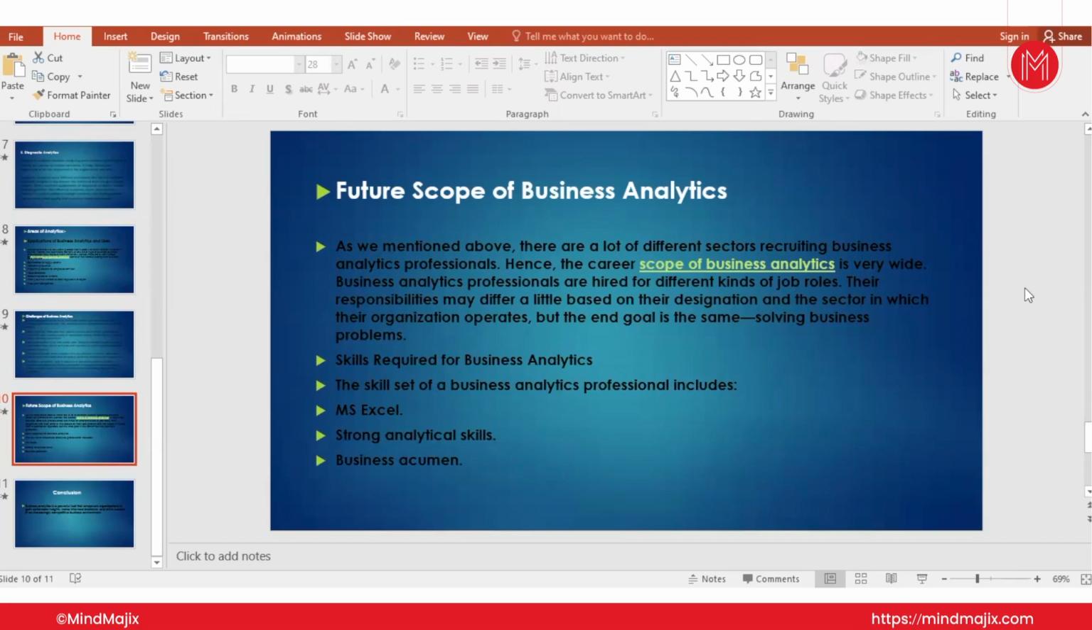Business acumen is when you can think over the insights, check the insights, and take some decisions over the insights. So that is the business acumen.